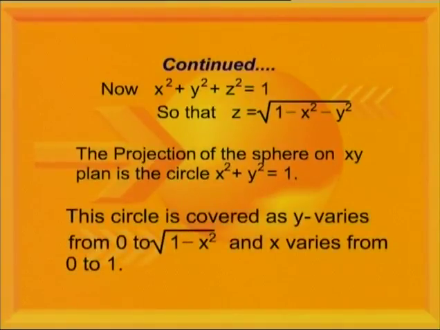So this is covered by y variables from 0 to square root of (1 - x²), because if we express x² + y² = 1, we get y = square root of (1 - x²), and because we have to remain in the positive octant, we have only the positive sign with this square root, and the variation of x is from 0 to 1.